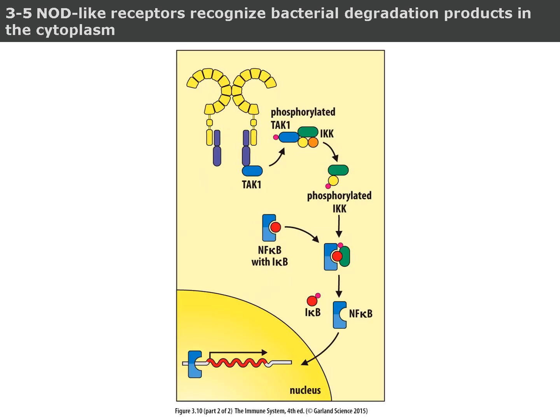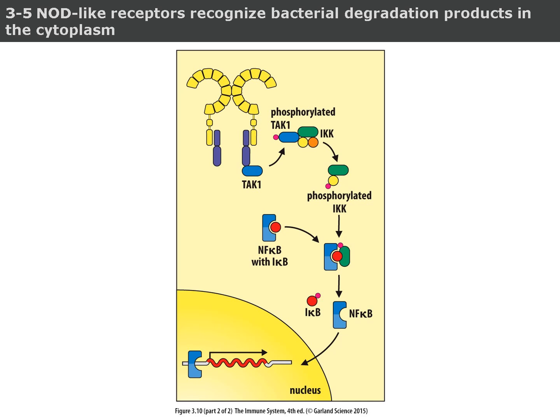This image continues the signaling cascade triggered by bacterial recognition inside an immune cell. After the bacterial degradation products activate the internal sensors, these sensors partner with signaling proteins.